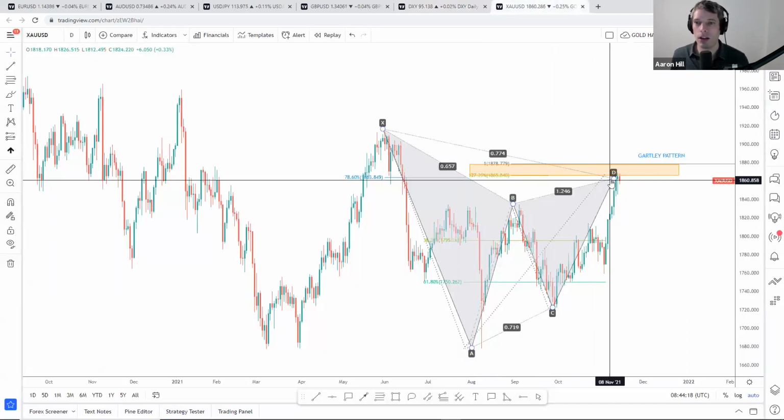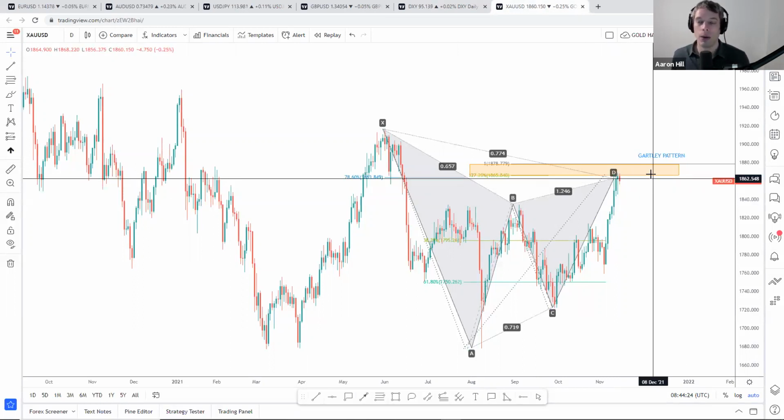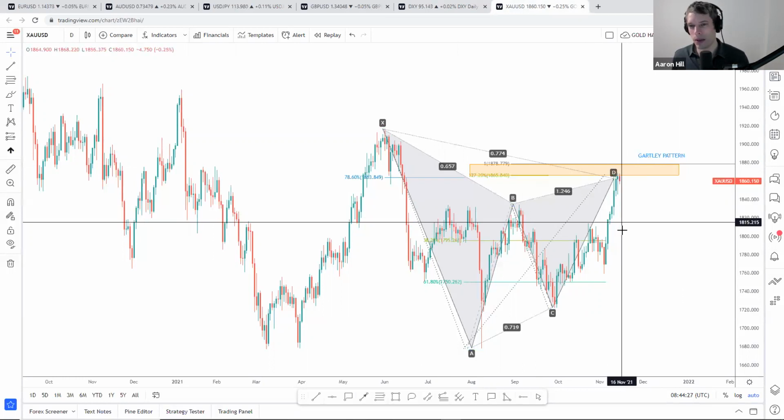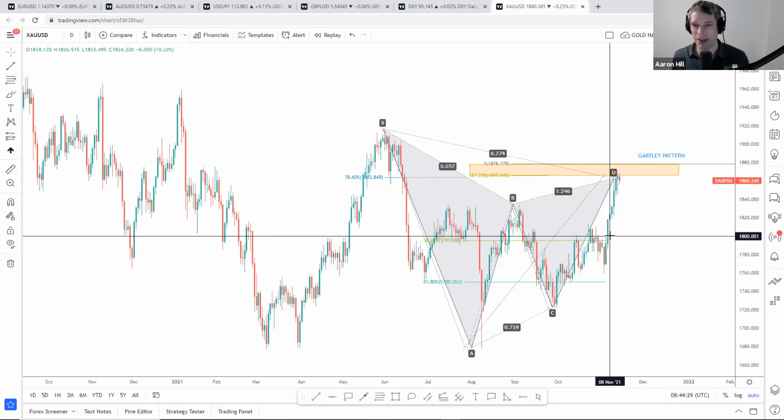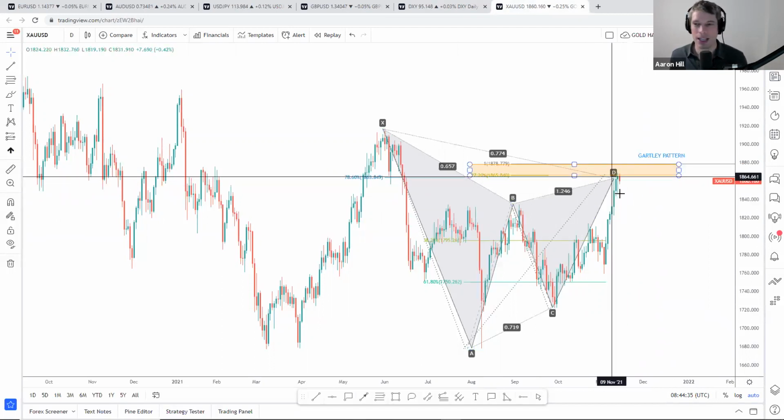Okay, and finally, let's move over to gold. Just to remind you, we are still testing the Gartley pattern formation between 1878 and 1865. Last week was a clear bullish week for the yellow metal, though right now we are seeing sellers come in.